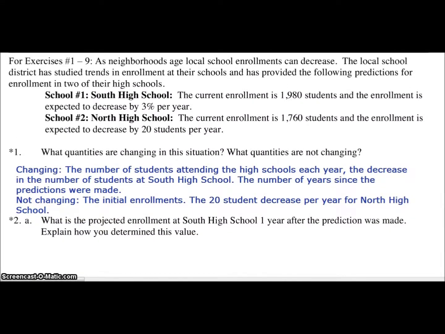Number 2A, what is the projected enrollment at South High School 1 year after the prediction was made? Okay, South High School. So the first year we have 1,980 students. And then we're going to decrease by 3%. One way to solve this problem is to find 3% of 1980, so we can multiply by the decimal form of 3%, 0.03.